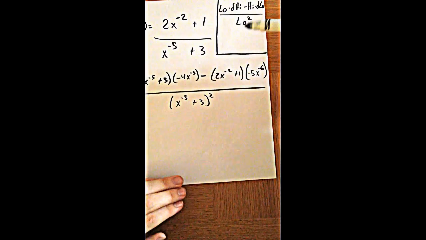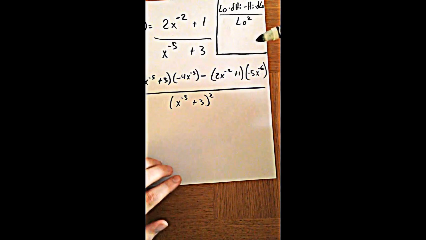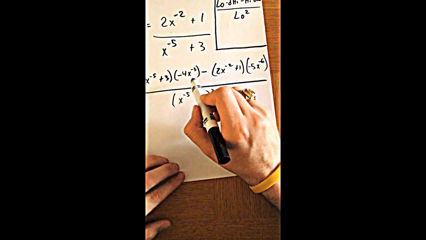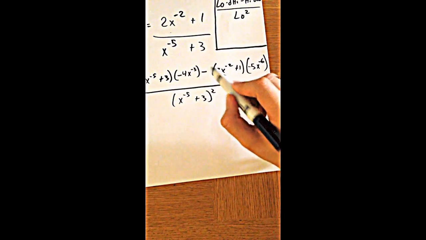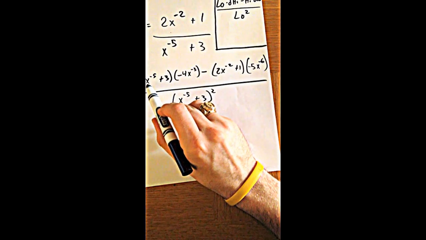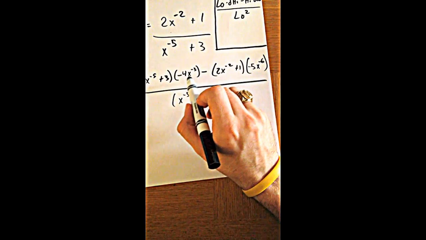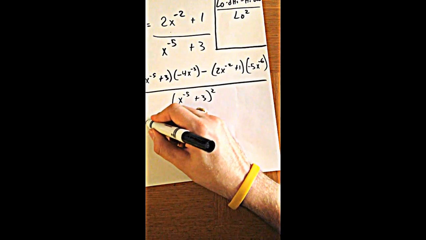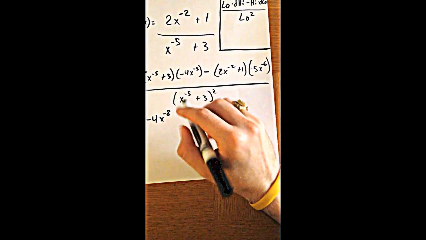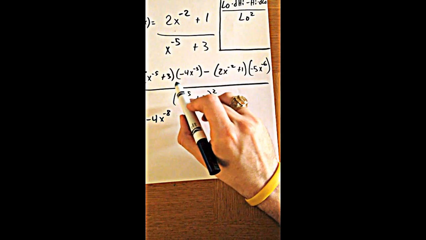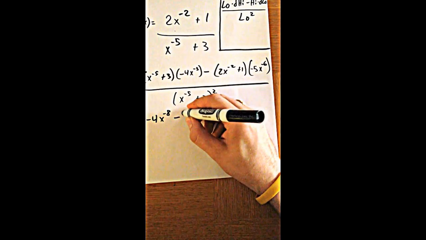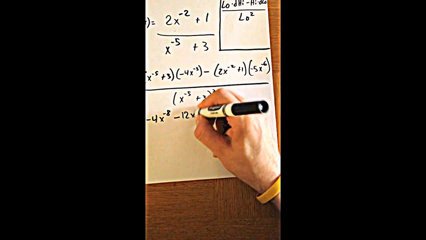Okay, now we could do some simplification here, and I'll go ahead and run through that for you. x to the negative 5 plus 3 times negative 4x to the negative 3. We'll distribute each term into this term. So x to the negative 5th times negative 4x to the negative 3, well, that's negative 4x to the negative 8th. Okay, and then we have plus 3 times negative 4x to the negative 3, so that becomes minus 12x to the negative 3.